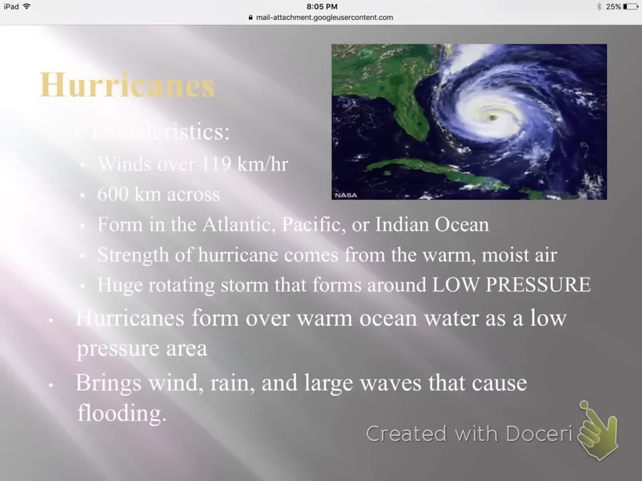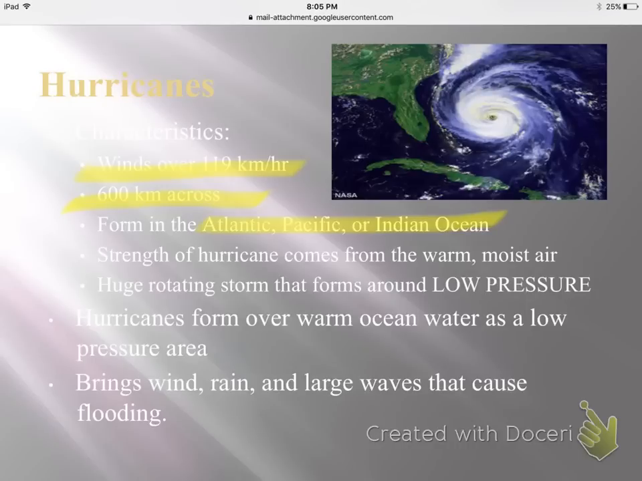Next is hurricanes. Hurricanes, which we have been experiencing lately, are our big, massive systems, and they have really strong winds over 119 kilometers per hour. They're very large storms, so they can be about 600 kilometers across. They form in our oceans, so in the Atlantic, Pacific, or Indian Oceans, because they need warm water, so those oceans are suitable to create hurricanes.